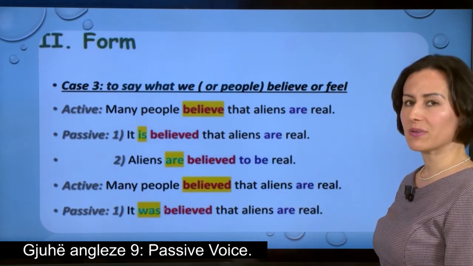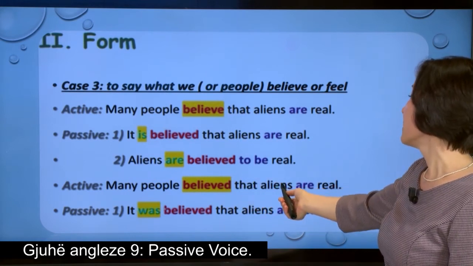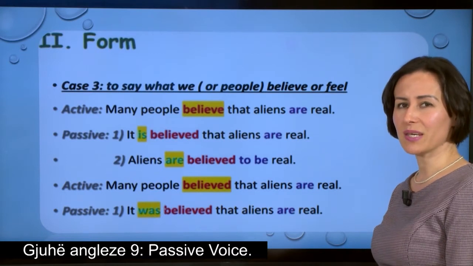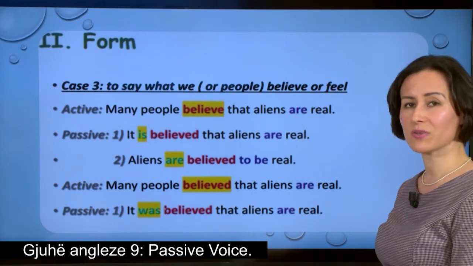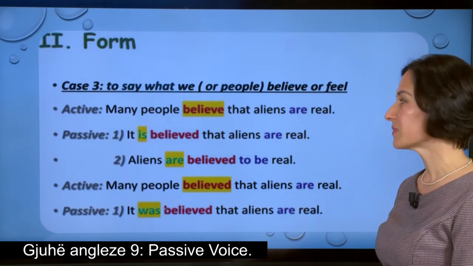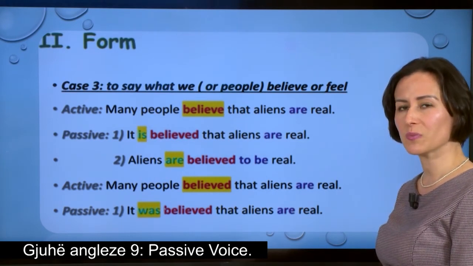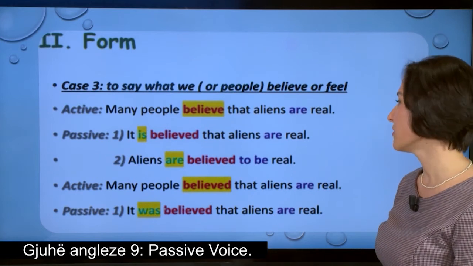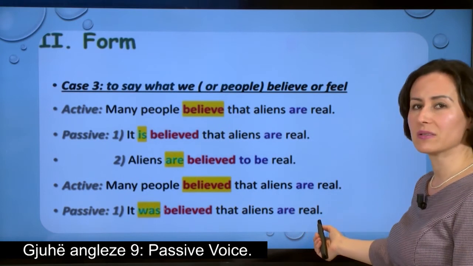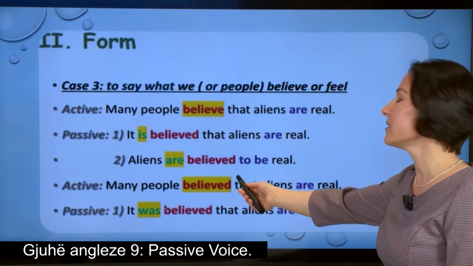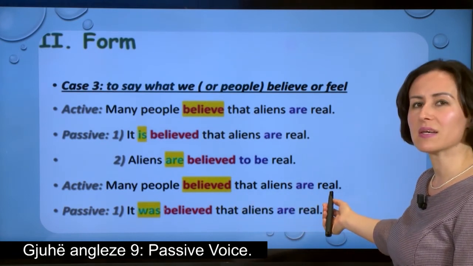We have another example. Many people believed that aliens are real. In this sentence, the verb believe is in the past tense. So, we need to put the verb to be into the past simple, as it follows. It was believed that aliens are real. So, only the first part of the active sentence changes. The second one stays as it is.